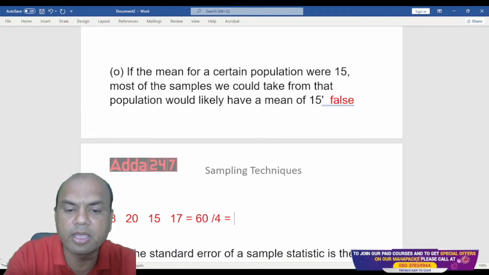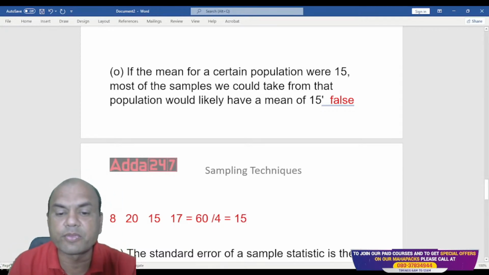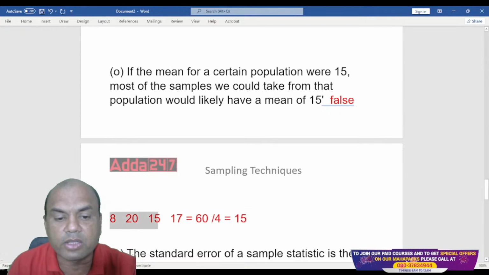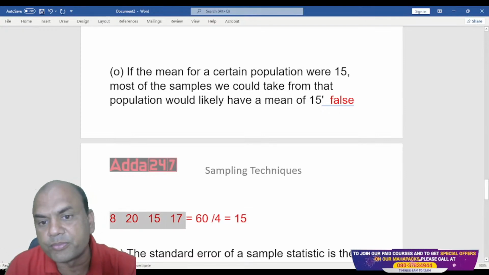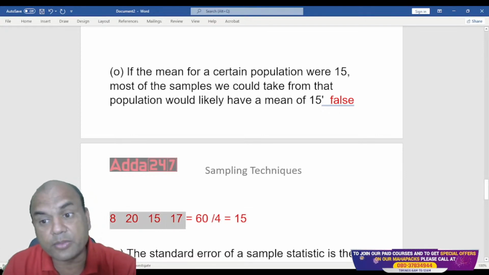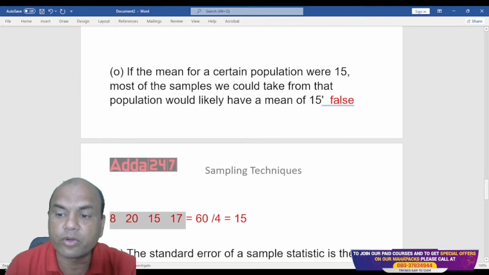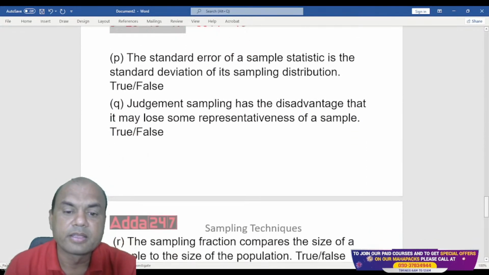So what am I getting? I'm getting this as 15. So my population mean is coming out as 15, but were all the samples having the mean of 15? No. So it's not compulsory. That is the point I'm stressing. So that is false.